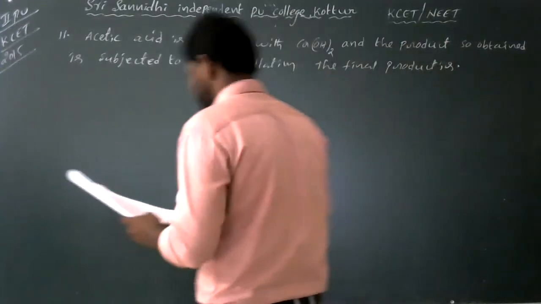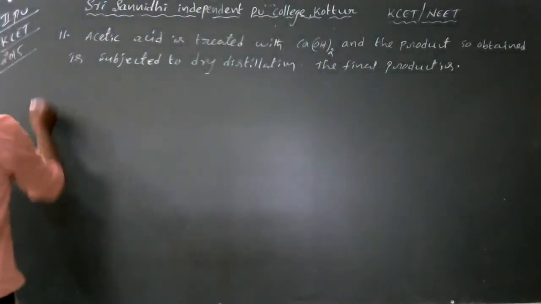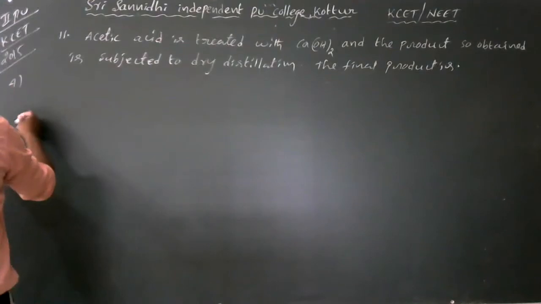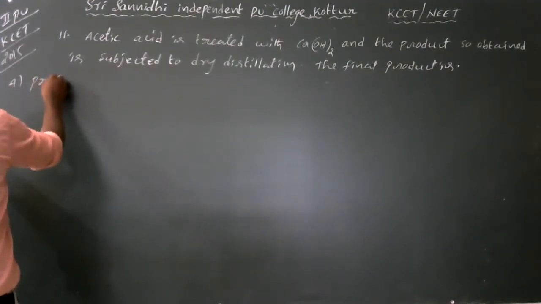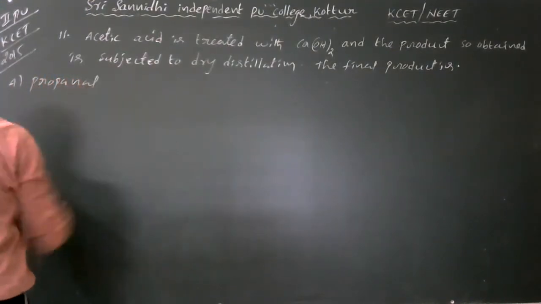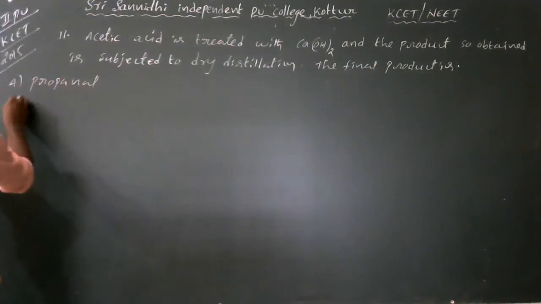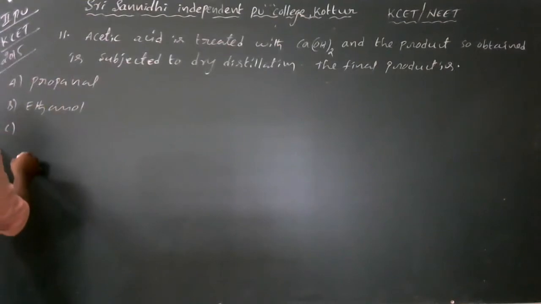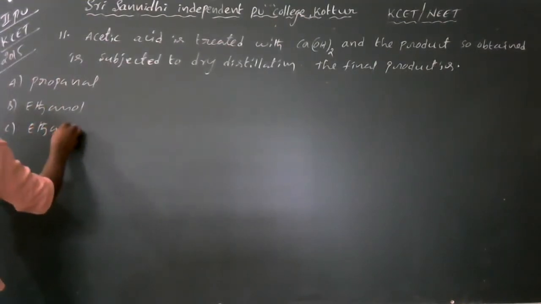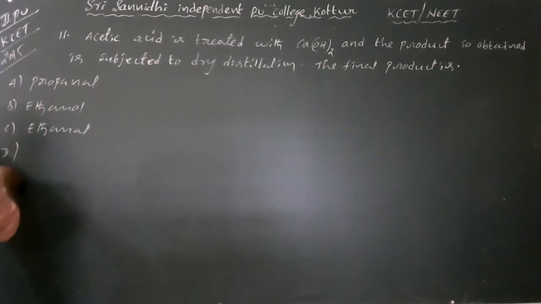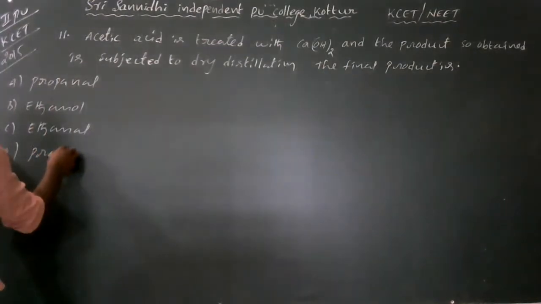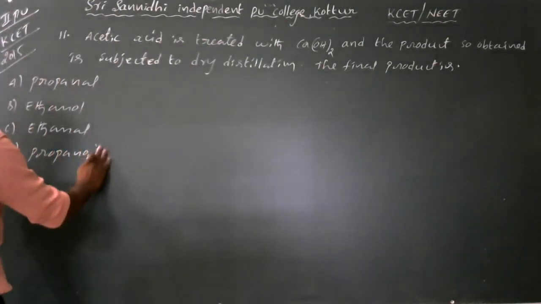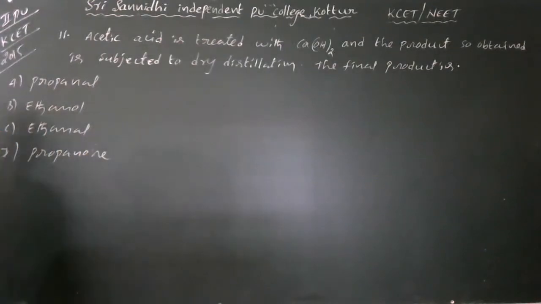Option A is propanol. Option B is ethanol. Option C is ethanal, the aldehyde. Option D is propanone. Propanone is right.